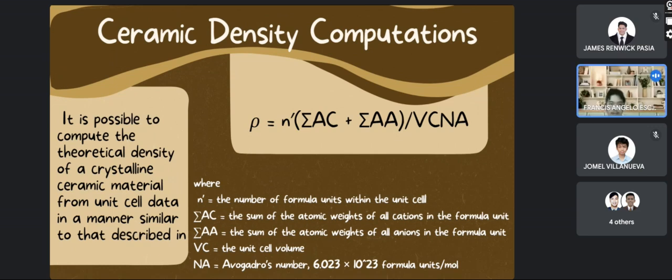Ceramic density computation. It is possible to compute the theoretical density of a crystalline ceramic material from unit cell data. The formula for density is equal to n prime, the number of formula units within the unit cell, multiplied by the summation of atomic weights of all cations in the formula unit plus the sum of the atomic weights of all anions in the formula unit, over the unit cell volume, V sub C, multiplied by Avogadro's number, which is equal to 6.023 times 10 raised to positive 23 formula units per mole.